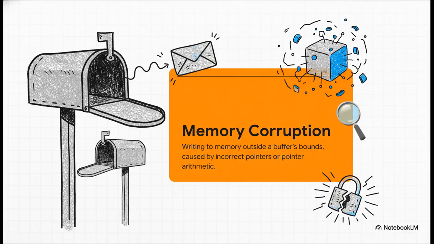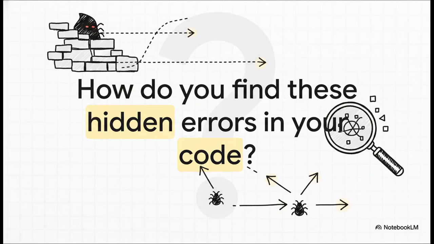Well, according to MITRE, memory corruption is what happens when your program writes data to a place in memory it just shouldn't. Think of it like a mail carrier putting your mail in your neighbor's mailbox by mistake. It might seem harmless at first, but it can cause total chaos later on, leading to crashes, totally unpredictable behavior, and yeah, some major security holes. And that right there is the central mystery we're trying to solve.